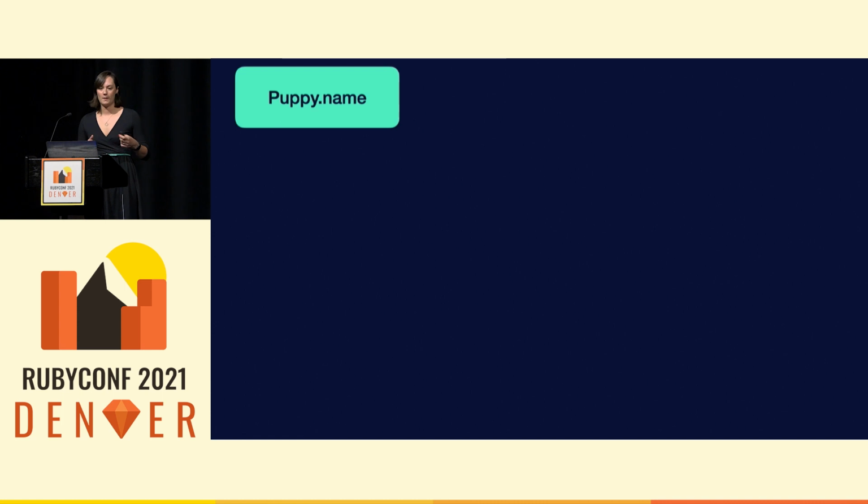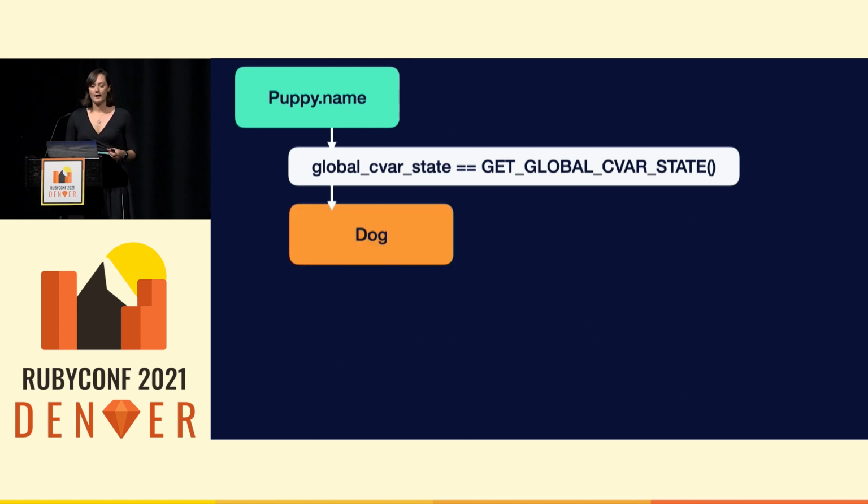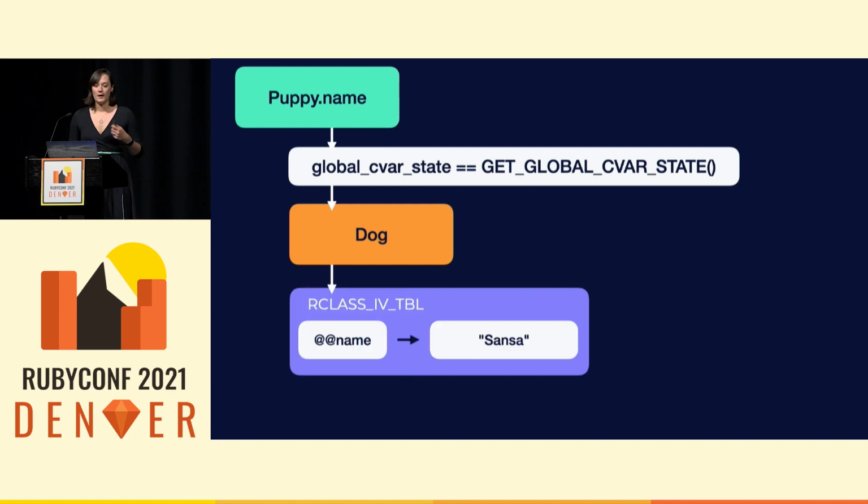So for example, when we call puppy name in an application, Ruby will find the global CVAR state from the cache and compare it to the get global CVAR state value. If they match, that means that we've seen this class variable before and our cache is good. The cache then returns the dog class, which informs Ruby where to look up the class variable hash table. That means that we don't have to go up the chain again. We know exactly where the hash table is stored. And then the value will be returned from the dog class's IV table, hash table. This allows Ruby to entirely skip walking the inheritance chain once the class is created.